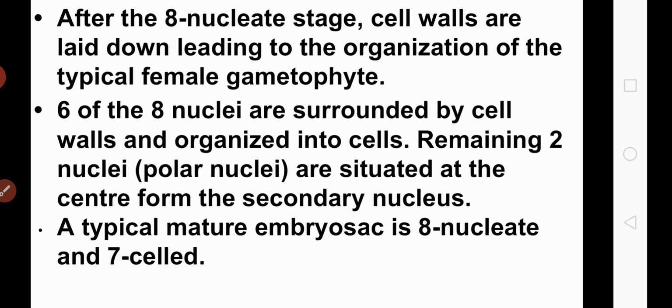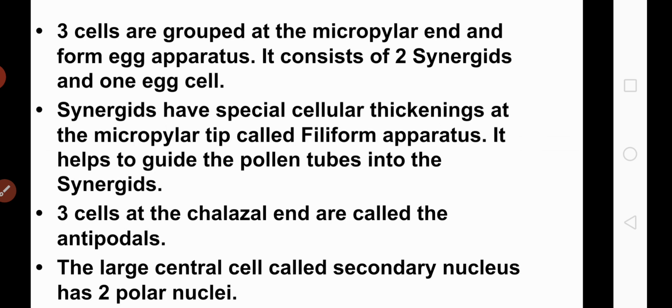This is important. Three cells are grouped at the micropylar end and form the egg apparatus. It consists of 2 synergids and 1 egg cell. The synergids have special cellular thickenings at the micropylar tip, called the filiform apparatus, which helps to guide the pollen tubes into the synergids. The 3 cells at the chalazal end are called the antipodals, and the large central cell is called the secondary nucleus, which has 2 polar nuclei.